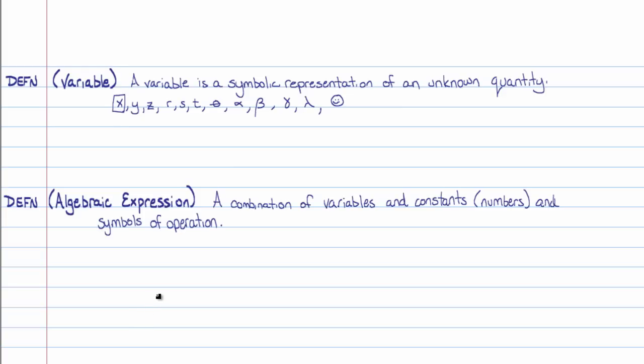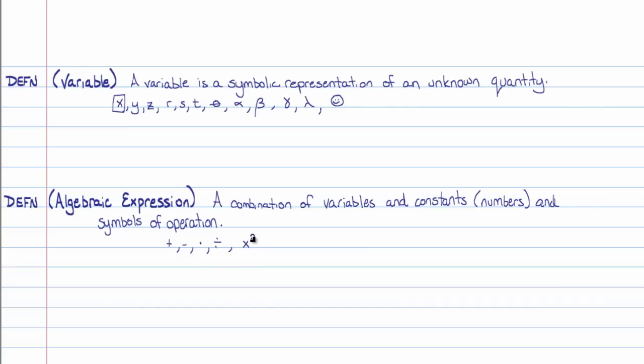There are a lot of definitions that actually exist for algebraic expression, but here's the one I just wrote. It's just a combination of variables and constants, which are numbers, and symbols of operation. So that's all an algebraic expression is. Now, symbols of operation means things that tell us to do something, like plus means add things, minus means subtract things, times means, well, multiply things, and then this little symbol here means divide things.